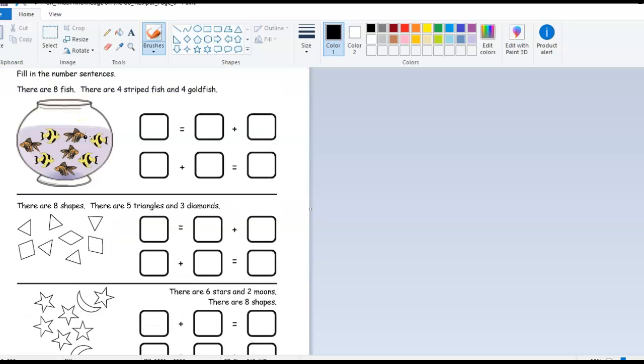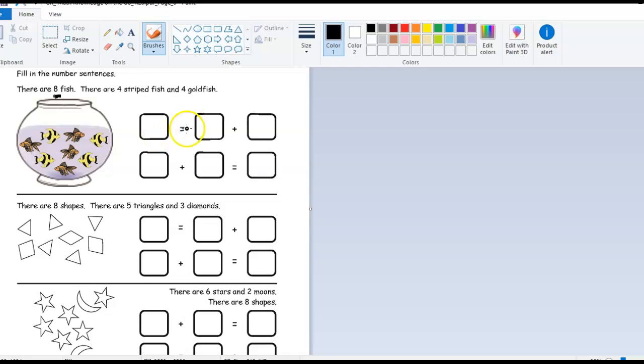Today we are going to be working on number bonds that add to equal 8. So I'll read the directions. Fill in the number sentences. There are 8 fish. There are 4 striped fish and 4 goldfish. So the first thing that we have to do is find our whole. And we know that our whole is 8 because that's how many fish we have all together.